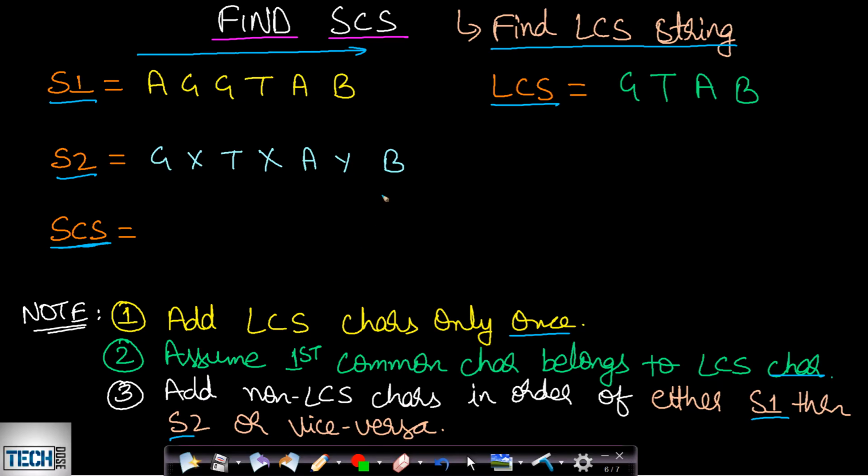This also I will be showing you in the dry run. So let us now see the dry run. We will be taking 3 pointers. Now we will be forming this shortest common supersequence string.